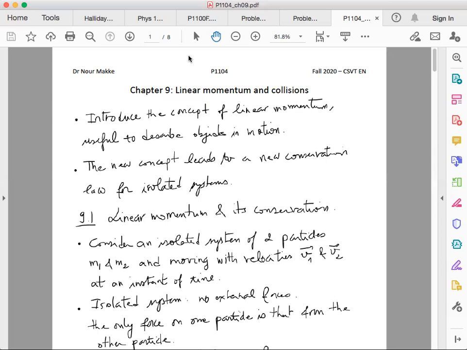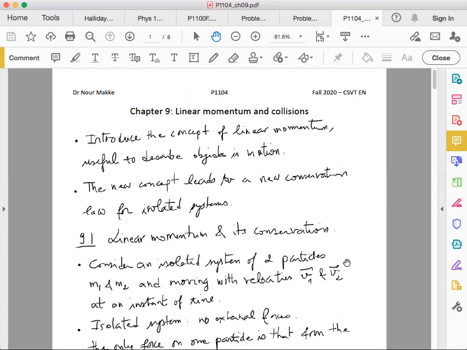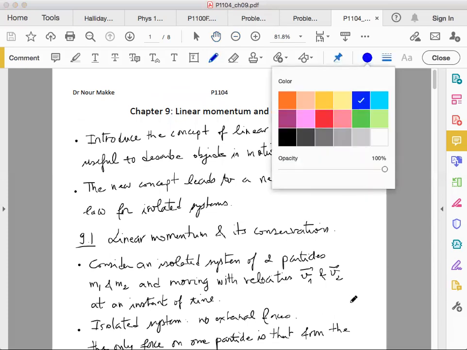So let's consider an isolated system made of two particles, M1 and M2 of masses M1 and M2, and moving with respective velocities V1 and V2. So V1 is the vector velocity of M1, and V2 is the vector velocity of M2. And of course, these velocities correspond to the velocities of the particles at a given moment of time.